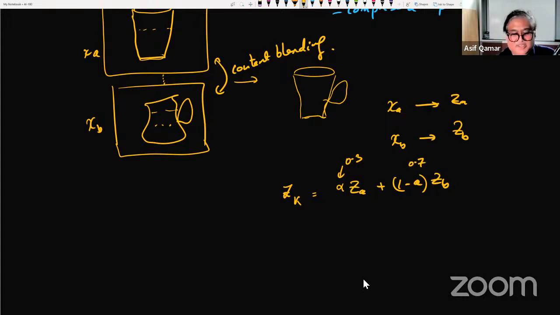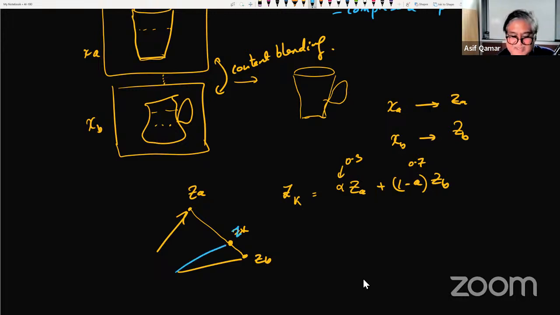Think about it this way. This is basic vectors. ZA is here, ZB is here. What is ZK? ZK is somewhere here. Let's say it is 0.3 of ZA and 0.7 of ZB, so it is more like here. ZK is on the line connecting ZA and ZB. Does it make sense, guys?